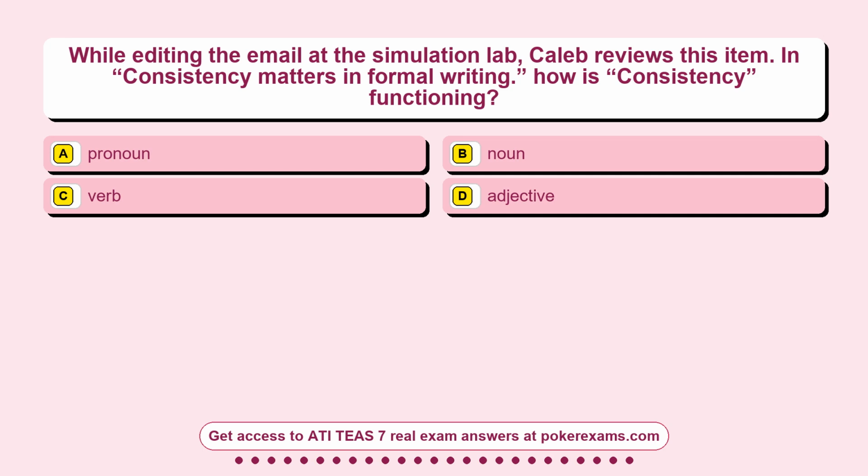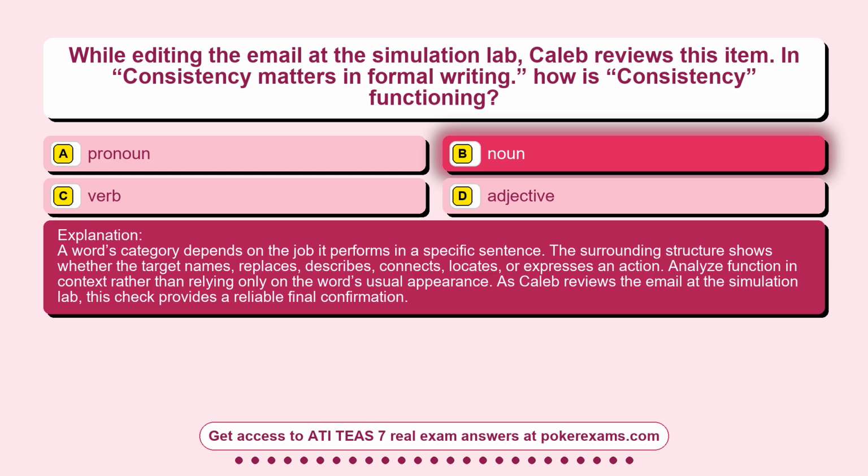Question 4. While editing the email at the simulation lab, Caleb reviews this item. Inconsistency matters in formal writing. How is consistency functioning? Option A, pronoun. Option B, a noun. Option C, a verb. Option D, adjective. The correct answer is option B, noun.